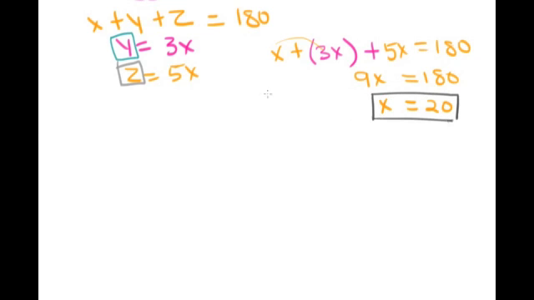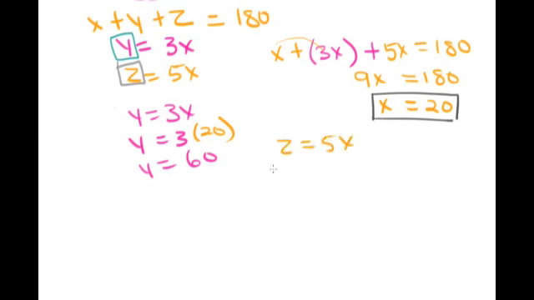So now that we know what x is, all we do is plug it in. So we have y equals 3x. Y equals 3 times 20. Y is equal to 60. We have z is equal to 5x. Z is equal to 5 times 20. Z is equal to 100.